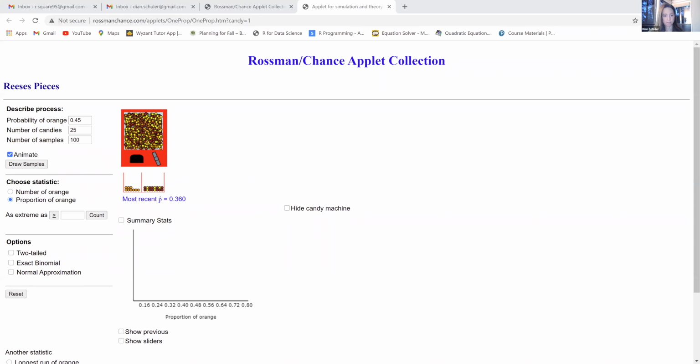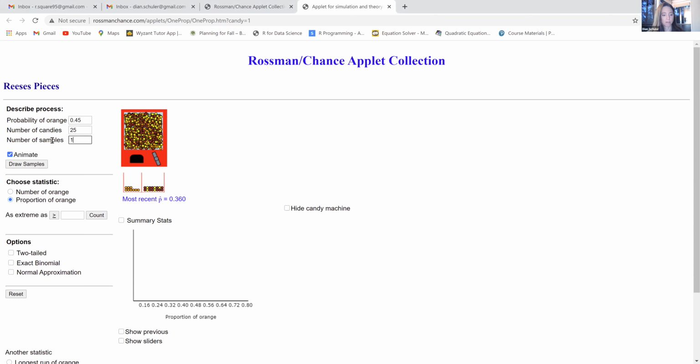What is the sampling distribution of a proportion? Let's take a look at a candy machine that has lots and lots of Reese's Pieces. In this simulation, we can specify the probability of getting an orange Reese's Pieces. So let's say that's 45% or 0.45, and we're going to take samples of size 25.